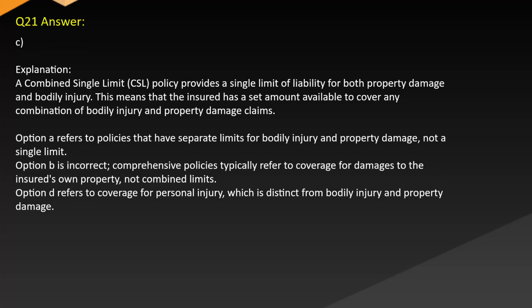Answer C. Explanation. A combined single limit (CSL) policy provides a single limit of liability for both property damage and bodily injury. This means that the insured has a set amount available to cover any combination of bodily injury and property damage claims. Option A refers to policies that have separate limits for bodily injury and property damage, not a single limit. Option B is incorrect. Comprehensive policies typically refer to coverage for damages to the insured's own property, not combined limits. Option D refers to coverage for personal injury, which is distinct from bodily injury and property damage.